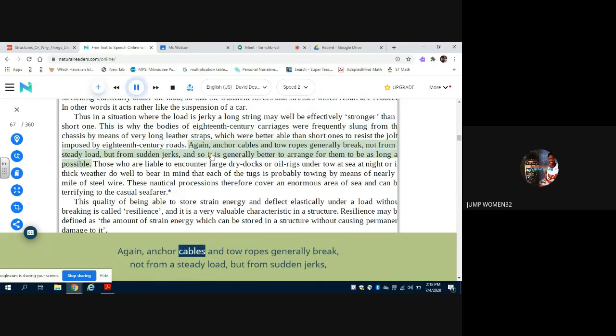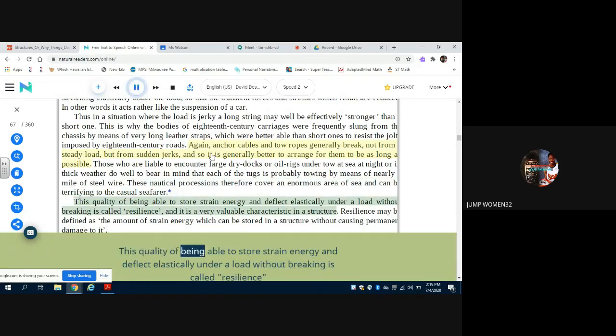Again, anchor cables and tow ropes generally break, not from a steady load, but from sudden jerks, and so it is generally better to arrange for them to be as long as possible. Those who are liable to encounter large dry docks or oil rigs under tow at sea at night or in thick weather do well to bear in mind that each of the tugs is probably towing by means of nearly a mile of steel wire. These nautical processions therefore cover an enormous area of sea and can be terrifying to the casual seafarer.